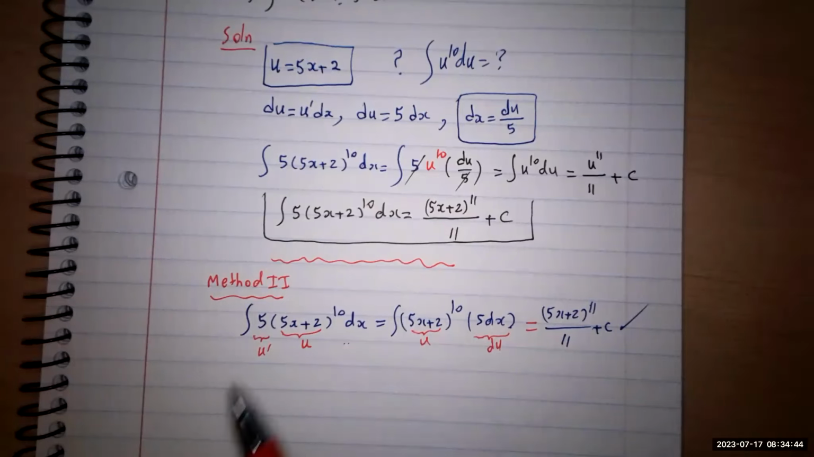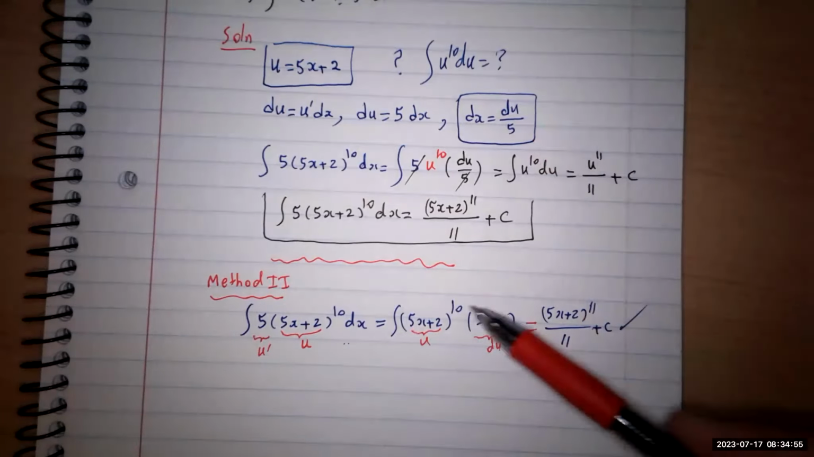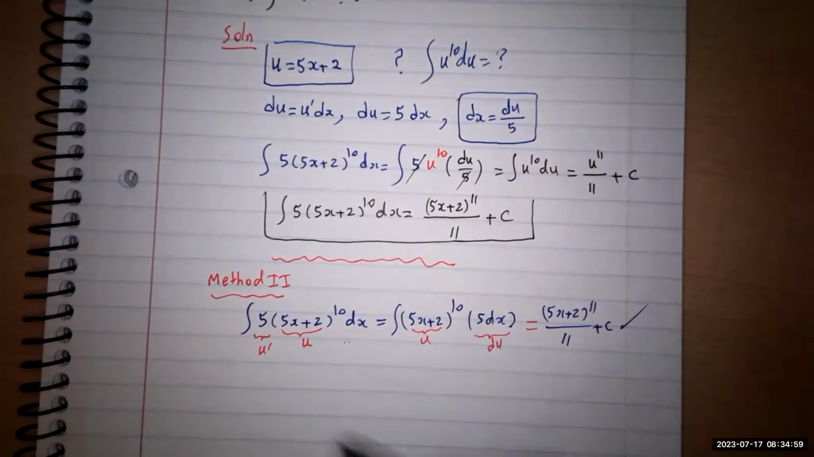Because as soon as you get the u prime, you say we have a deal. Because we put the u prime and the dx together, that would be du. So this is like u to the 10 du already. U to the 10 du would be u to the 11 over 11 plus the constant c, and then you're done.